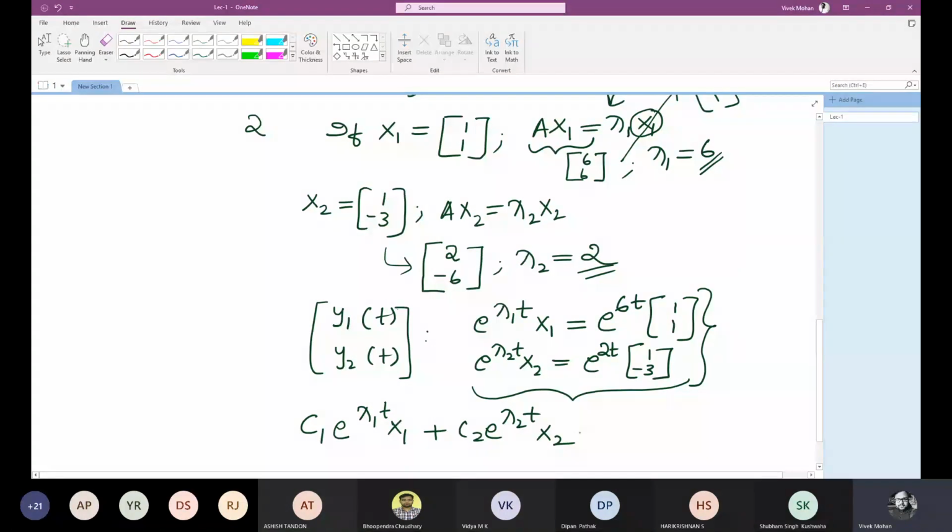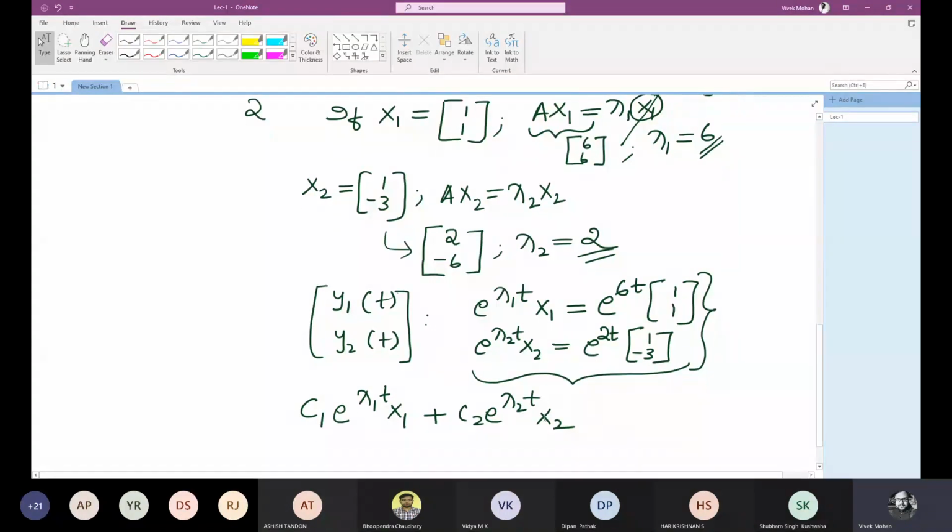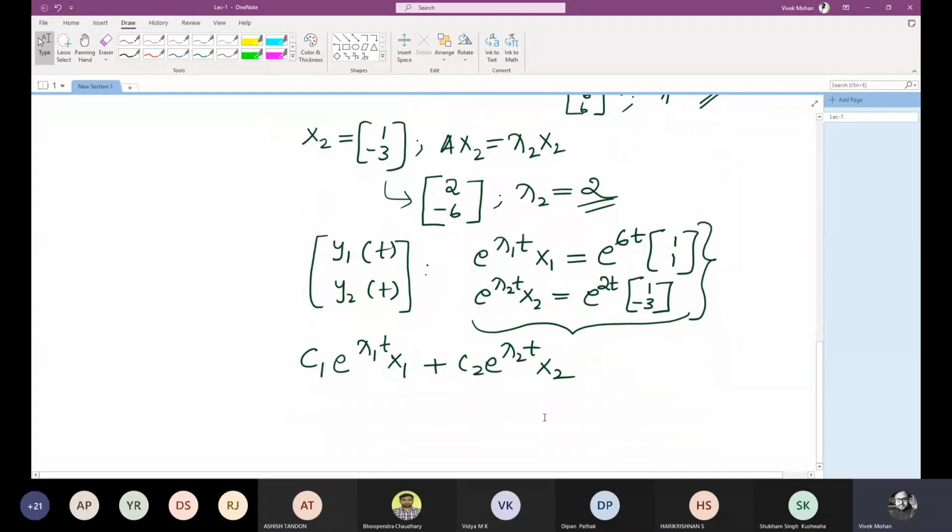So let us take some arbitrary c1 and c2. We don't know what the values are, but c1 into, what is e raised to lambda 1 t into x1? e raised to 6t into 1, 1 plus c2 into e raised to lambda 2, which is 2, 2t into, what is x2? 1, minus 3.